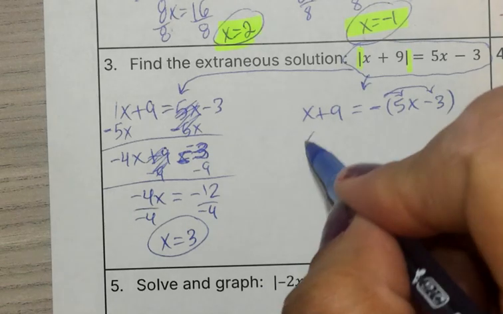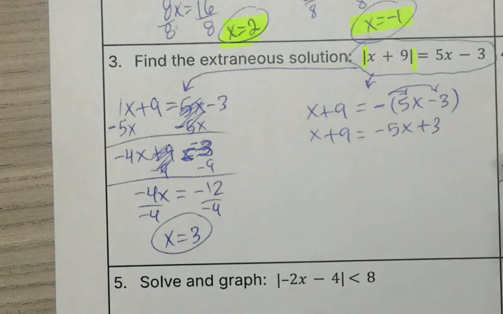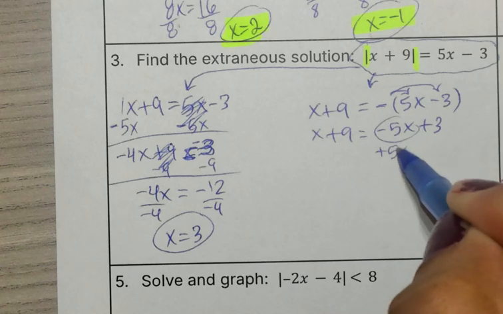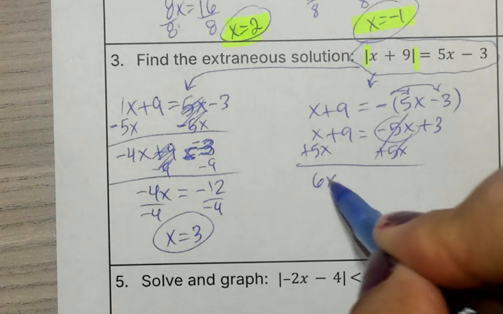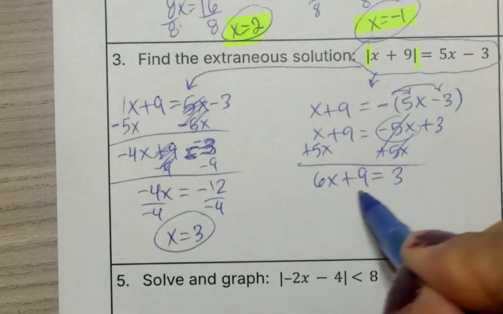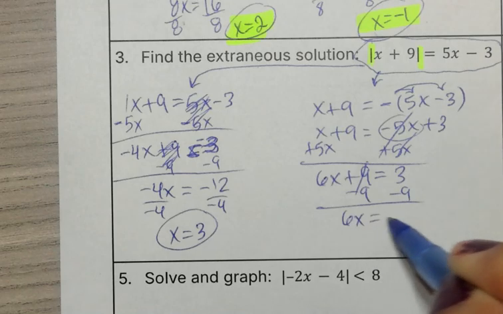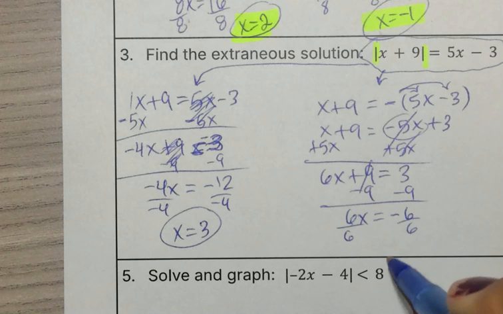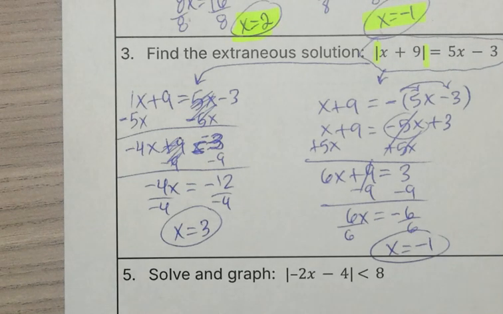In the other equation, we're going to distribute the negative in. So we're going to end up with x plus 9 equals negative 5x plus 3. Then we're going to move the x to the left side, so plus 5x. That results in 6x plus 9 equals 3 minus 9. 6x equals negative 6. Divide by 6. X equals negative 1. So once we have the answer, we will have to check to see which one's extraneous.